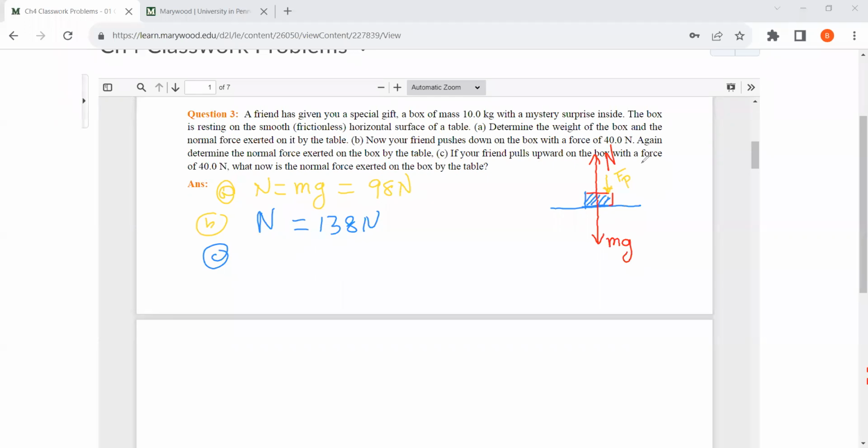Okay, so this time it's not downward. It says that now your friend is pulling the box upward, so now the force is in this direction. There is another force, Fp. Let me still call it Fp because it's pulling. Someone is pulling by 40 Newton, but it is now upward. So what is now the net force?